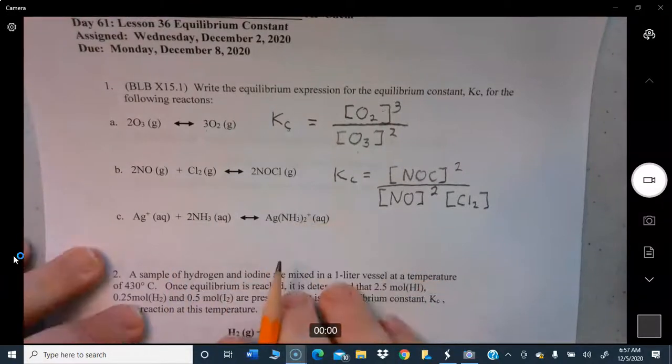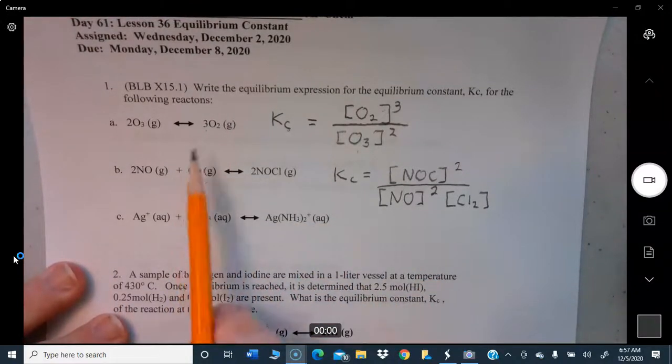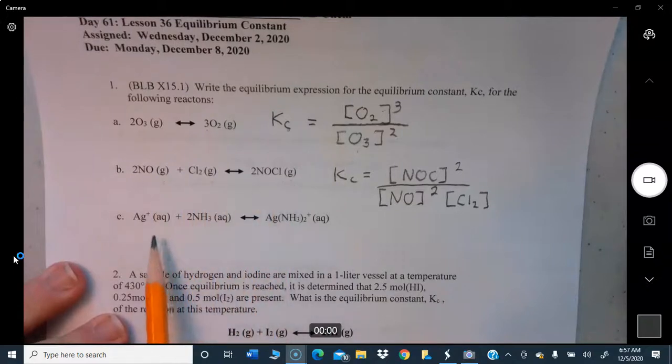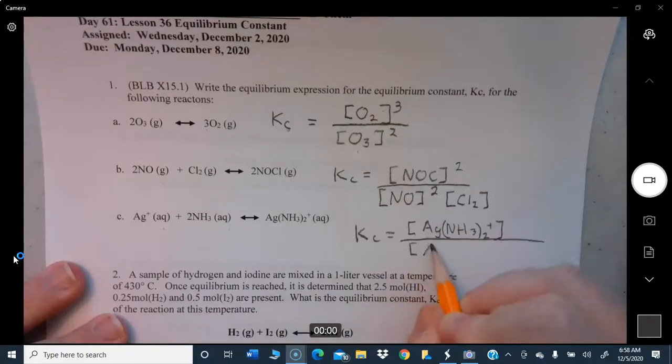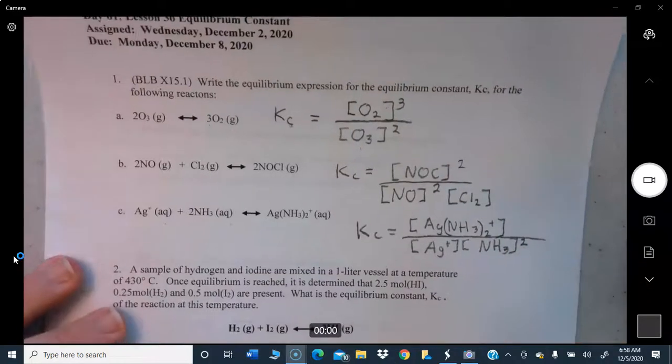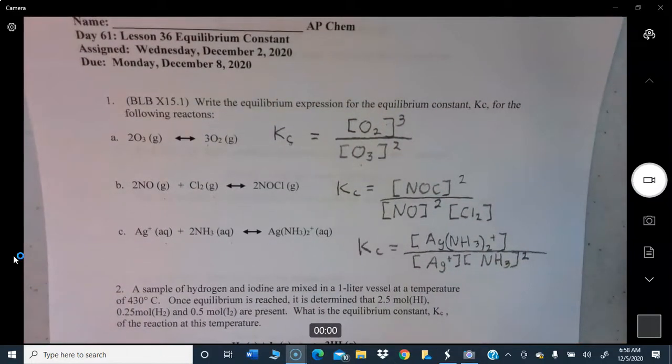Finally, we will do one more here. These are all what are called homogeneous equilibria because the states are the same in each reaction. There's not a solid or a liquid mixed in there, or a gas and an aqueous, for example. Different states. And of course, if we had a pure liquid such as water or a solid, you don't include it in the law of mass action.